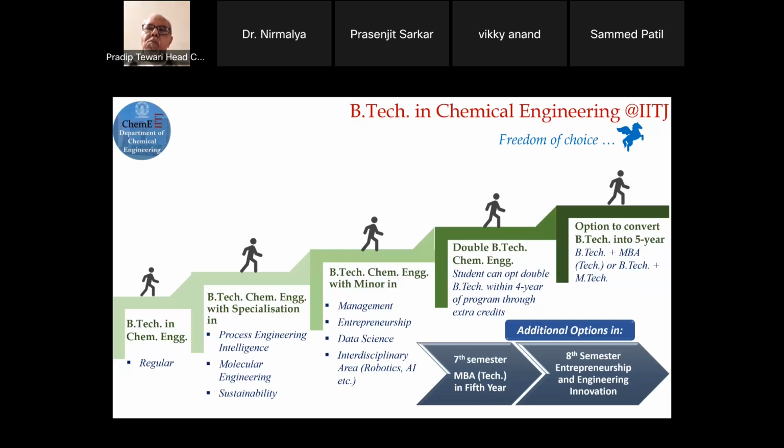Other than that, of course, there is an option which you can do from your seventh semester onwards, which is to take minors on management and entrepreneurship, data science, or interdisciplinary areas like robotics or AI. Those are special options that we have. We can also have a double BTech, or you can call it BTech plus engineering science, which allows you to finish your course with different minors in mind.